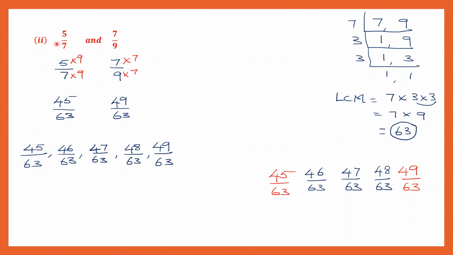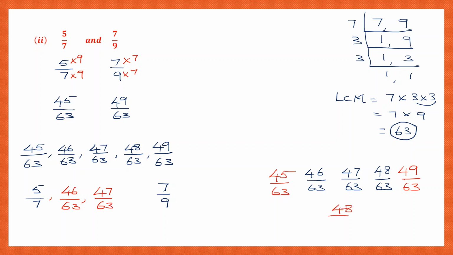Now 45 by 63 is 5 by 7. So let's write 5 by 7 here. So this is 5 by 7 and 49 by 63 is 7 by 9. So let's write 7 by 9 also. So we have 7 by 9. Now let's insert all the other rational numbers in between. Now 46 by 63. Can that be reduced further? That cannot be reduced further, so we will write it as it is. So let's write 46 by 63. Look at the next one, 47 by 63. Also we can't reduce, so let's write it as it is.